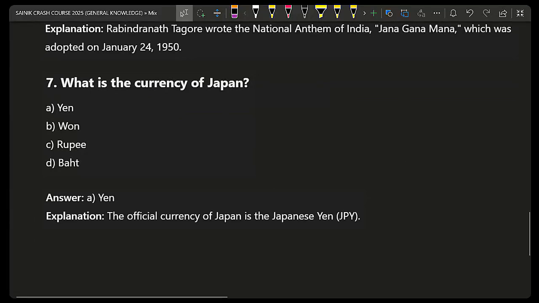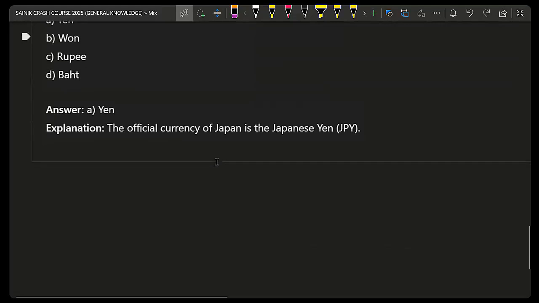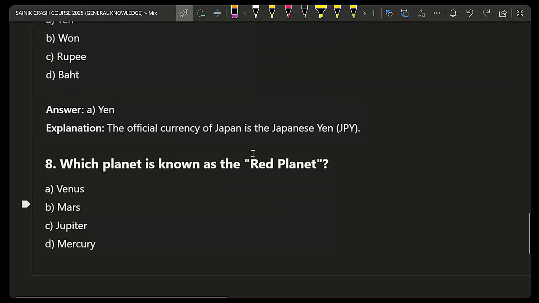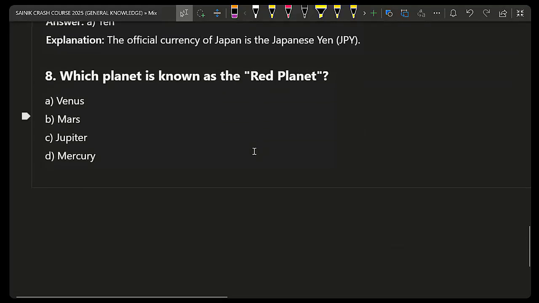Next question. This is also a very, very simple question. We discussed many times in class. Let's see how many of you remember. Which planet is known as the red planet? Option A, Venus. Option B, Mars. Option C, Jupiter. And option D, Mercury.